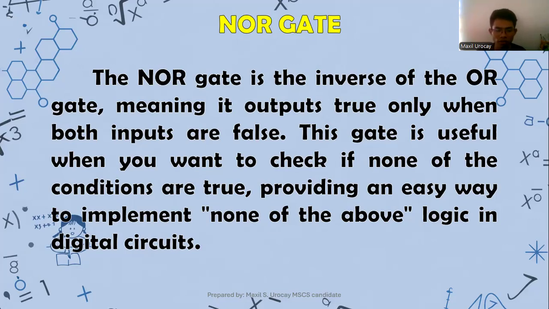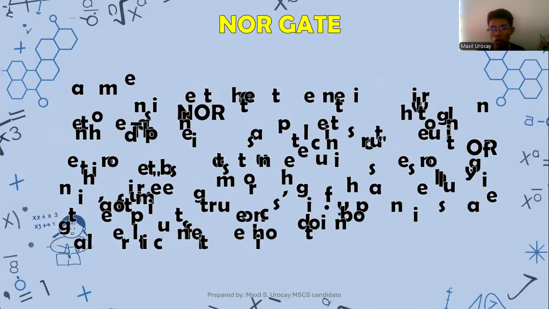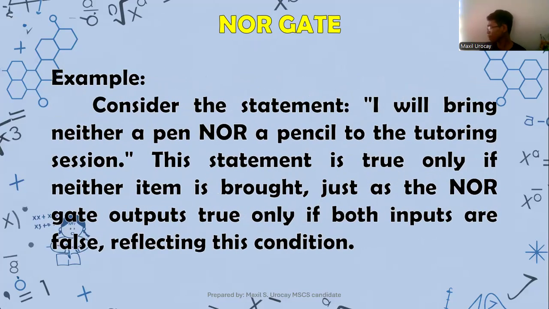And this gate is useful when you want to check if none of the conditions are true, providing an easy way to implement none of the above logic in digital circuits. So say for example, the statement, I will bring neither a pen nor a pencil to the tutoring session. And this statement is true only if neither item is brought, just as the NOR gate outputs true only if both inputs are false, reflecting this condition.